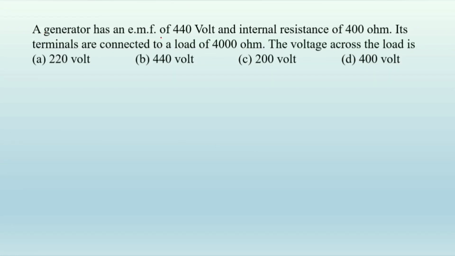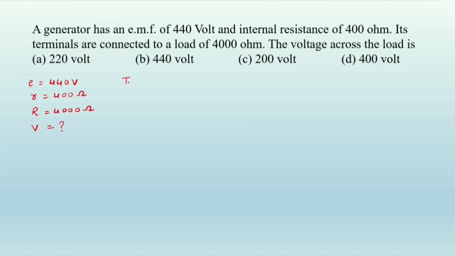A generator has an EMF of 440 volt and internal resistance of 400 ohm. Its terminals are connected to a load of 4000 ohm. The voltage across the load is. So the generator EMF is given, that is 440 volt, and internal resistance is 400 ohm, and its terminals are connected to a load of resistance 4000 ohm. So we have to calculate the voltage across the load.